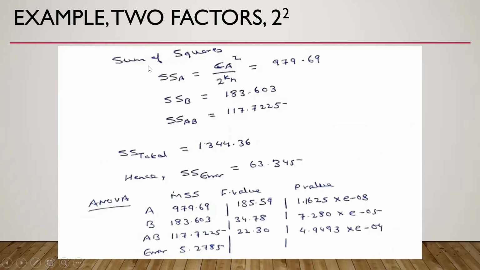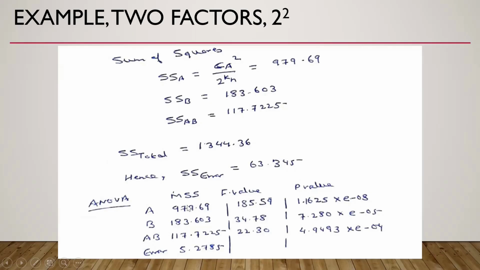Then I have calculated sum of squares according to this formula, that is the square of contrast divided by 2 to the power k multiplied by n. So these are sum of squares of A, B, and AB. I have also calculated the sum of squares total. Then I have calculated sum of square error as 63.345. Then I have calculated mean sum of squares. Then I have calculated the F values, and these are the P values.